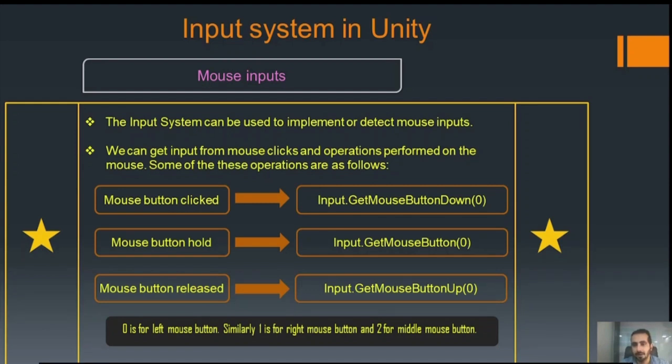Mouse button hold. Input.GetMouseButton is triggered when you keep the mouse button clicked. Mouse button released is triggered when you click the mouse button and you release it. Input.GetMouseButtonUp is triggered when you do so.